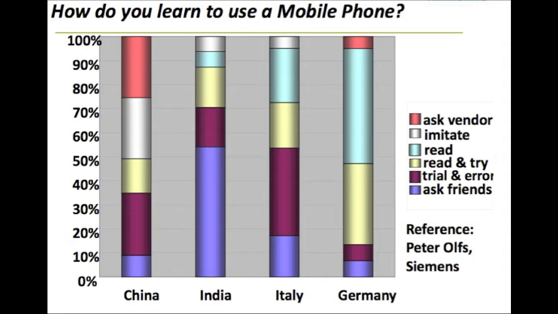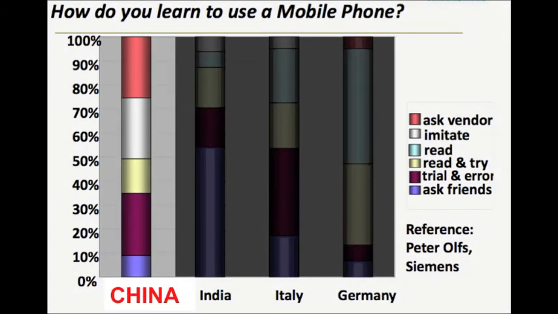How do you learn to use a mobile phone? The peach color represents people who would ask a vendor for help. The white represents people who would imitate others using a mobile phone. The light blue represents people who would read the instructions. The yellow represents those who would read the instructions and then try to use it themselves. The maroon color represents those who would perform trial and error when using the mobile phone, and the lavender represents those who would ask their friends for help.